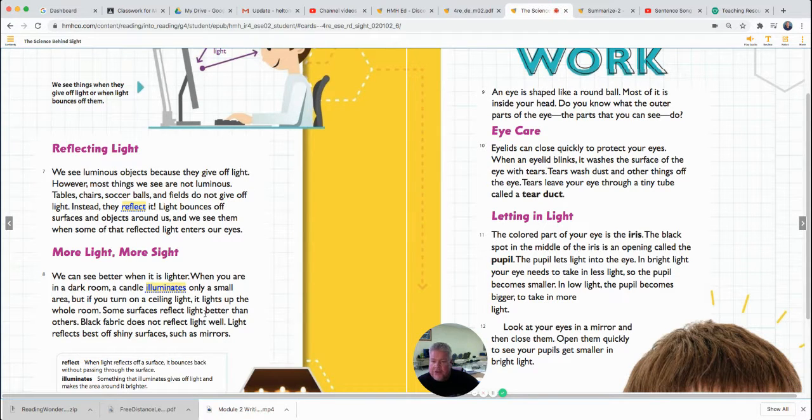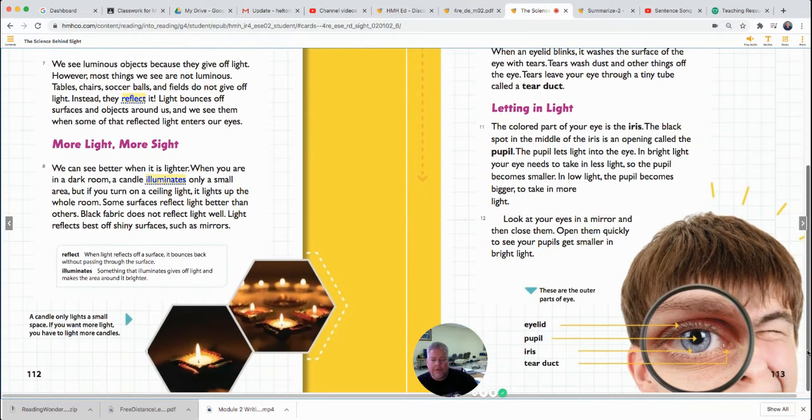Some surfaces reflect light better than others. Black fabric does not reflect light well. Light reflects best off of shiny surfaces, such as mirrors. A candle lights only a small space. If you want more light, you have to light more candles.